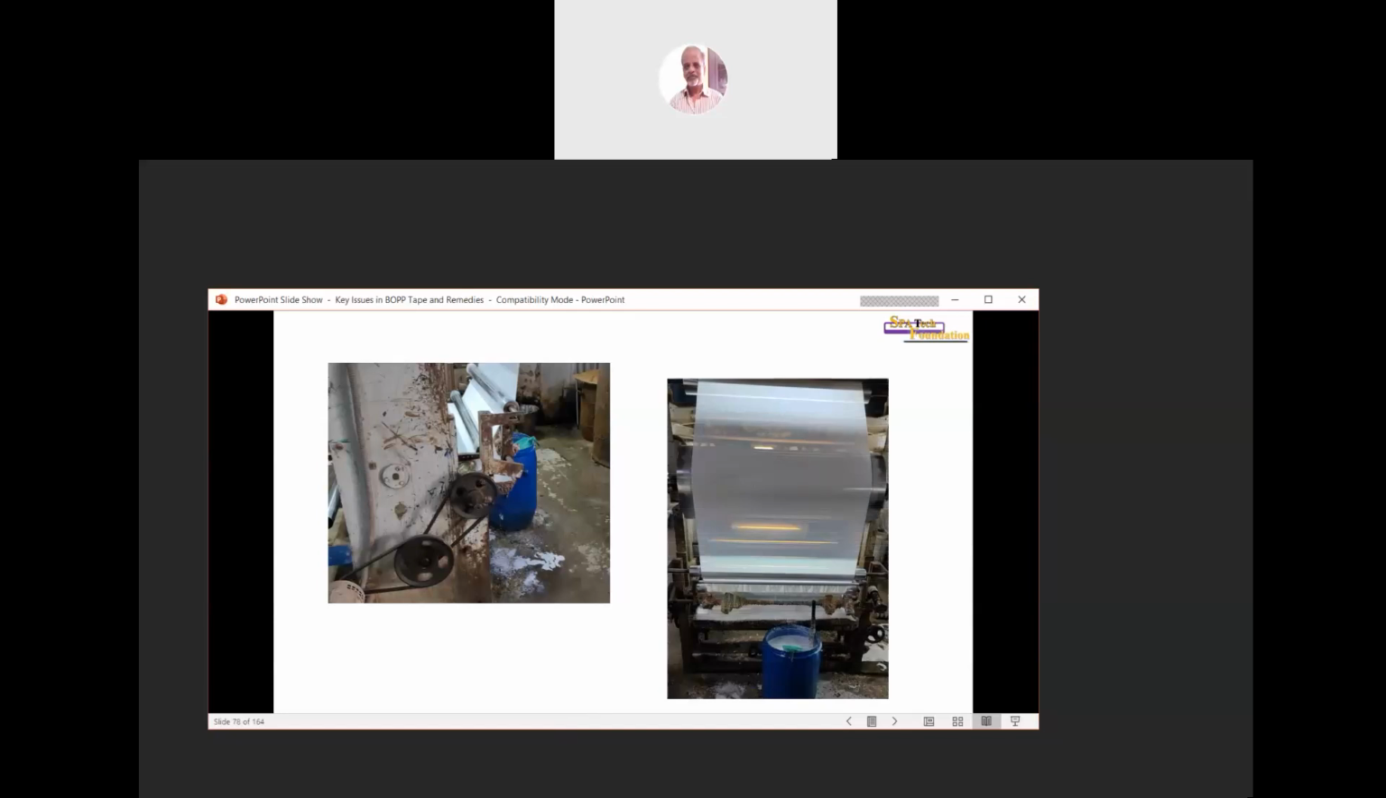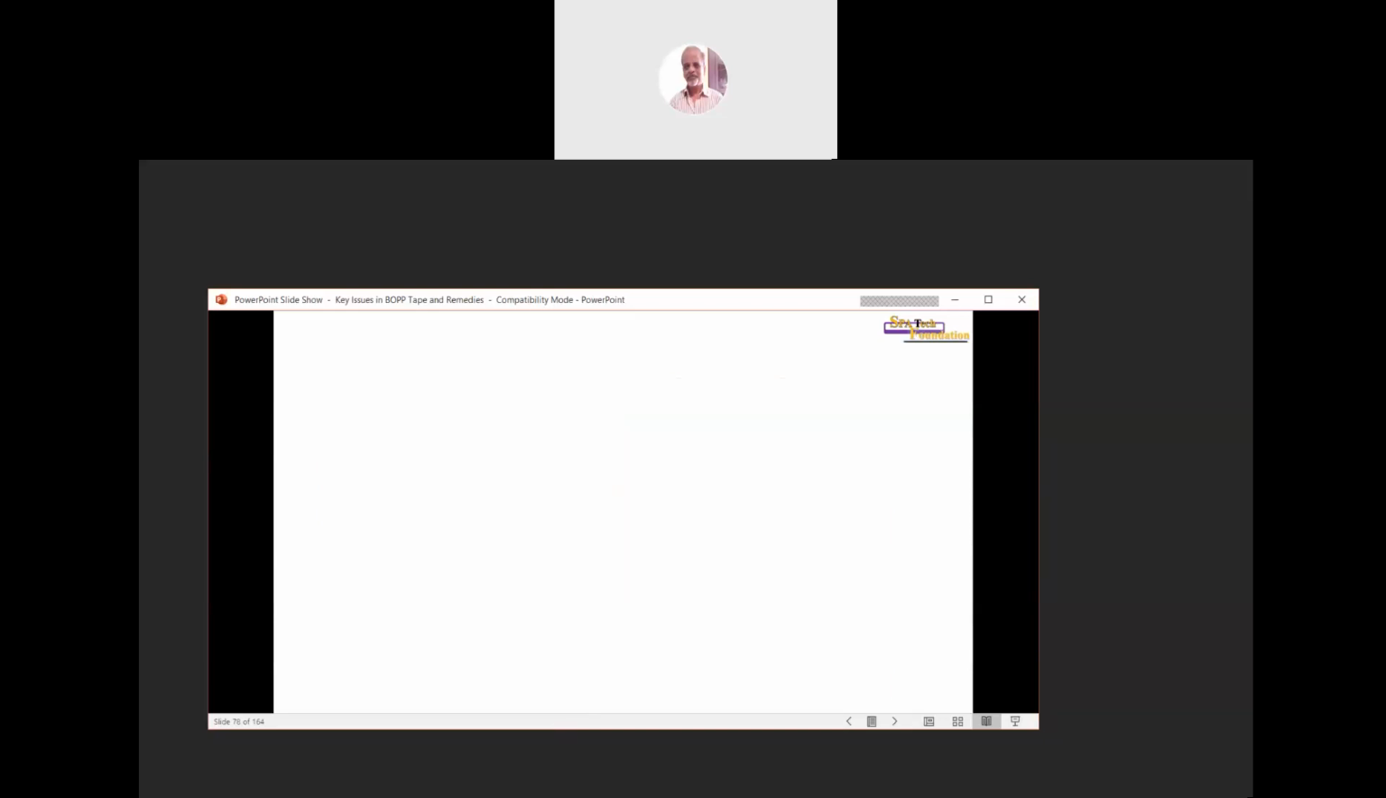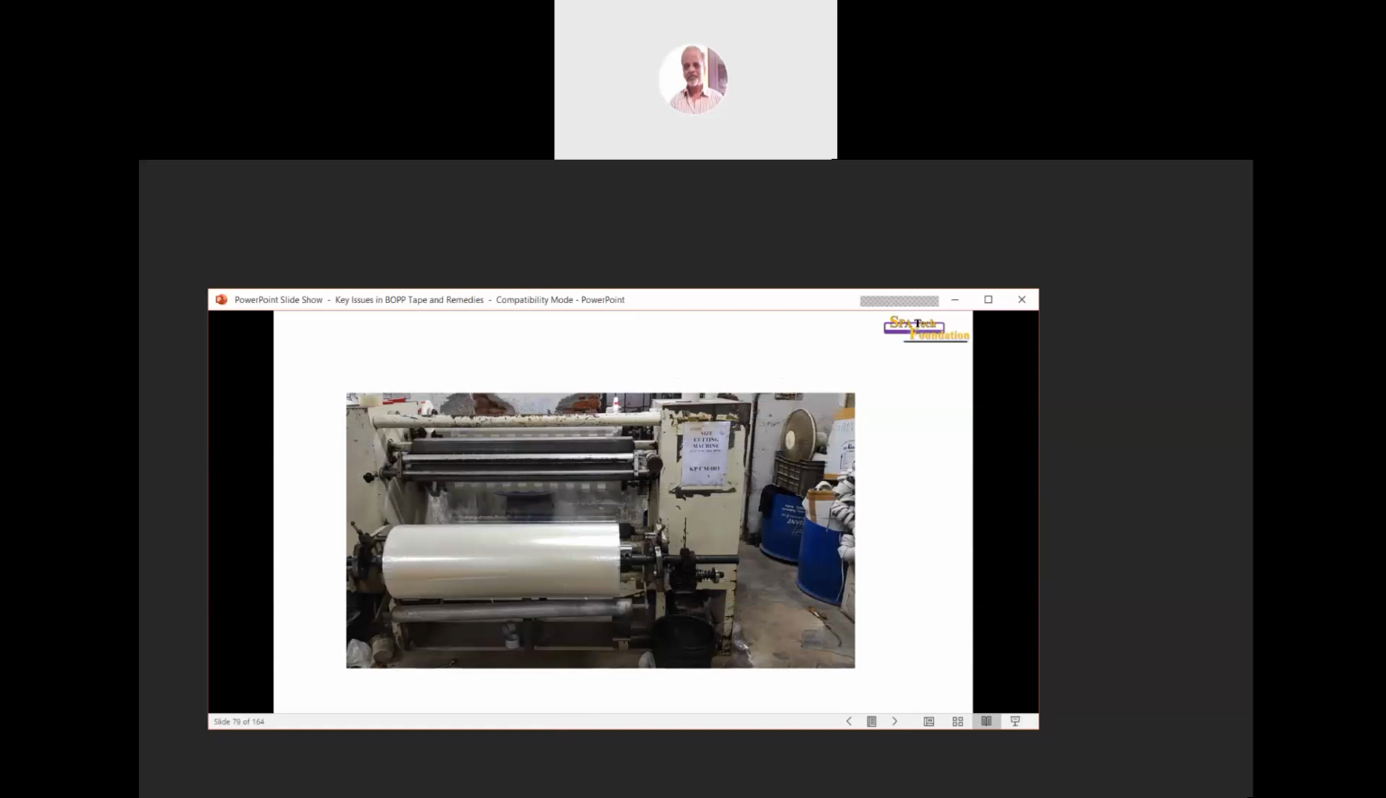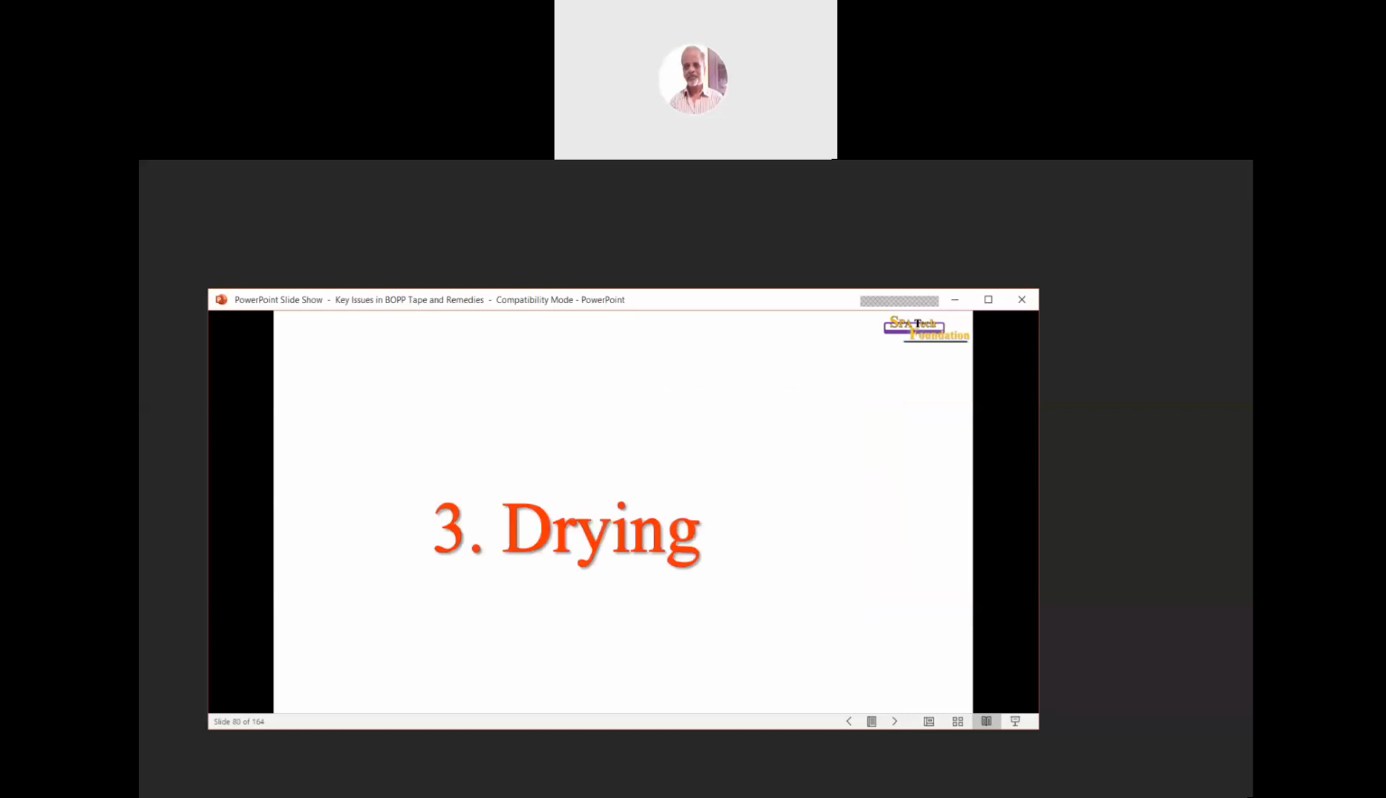This is the common practice used as far as Indian BOPP tape manufacturers are concerned. This should be avoided. There should be no charging of adhesive by hand, but it should be automatic as shown earlier. Now, the coated roll being processed on the slitting machine. This is a perfectly wound roll. Now we'll come to another important section, that is the drying.